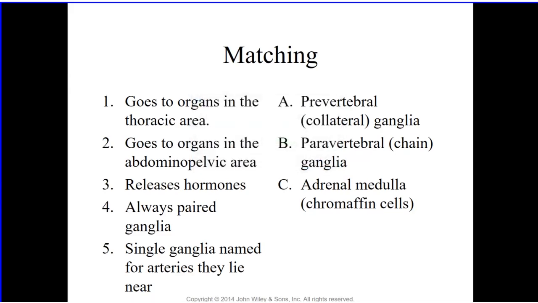Okay. Take a second. Goes to organs in the thoracic area. Prevertebral, chain ganglia, or adrenal cells. Okay. Organs in the abdominopelvic. Pre. Okay. Keyword is hormones. Which of those 3 pathways releases hormones? The adrenal. Always paired ganglia, meaning we have one on each side of the spinal cord. And then single name for the arteries. Free. Okay.